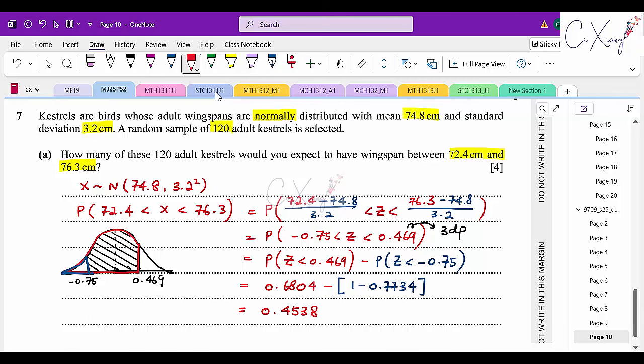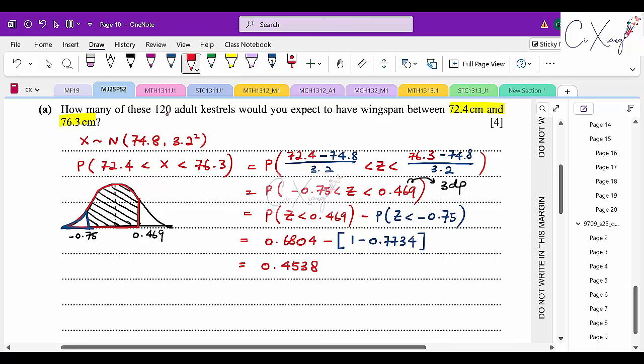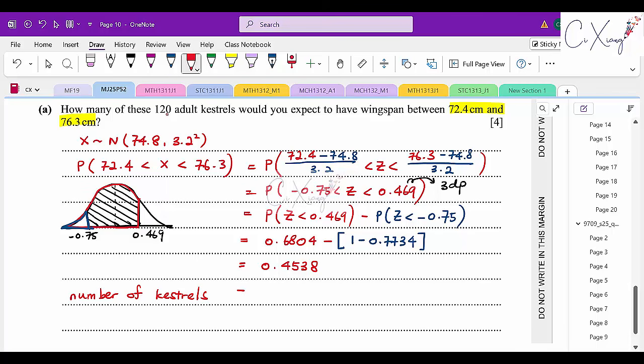This is a probability. But if you read the question one more time, they're asking for how many of the birds have this wingspan. So we only get the probability. To get the number of birds, you have to take the probability and multiply it with 120. So you can just write out the number of kestrels. Maybe I have to go and search what it is. The number of kestrels will be 120 multiplied with the probability.